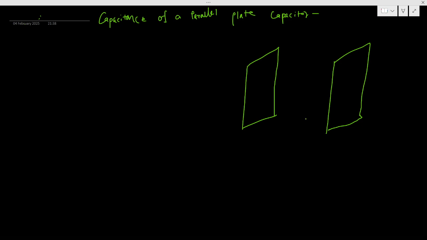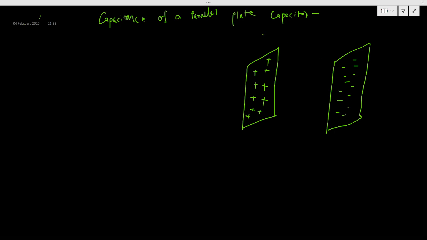Hello guys, so now we are going to discuss the capacitance of a parallel plate capacitor, and we have to find the value of capacitance of the parallel plate capacitor. So let's say these are two plates, one plate has positive charge. This is the positively charged plate, and the second plate has negative charge. So this arrangement is called a capacitor.